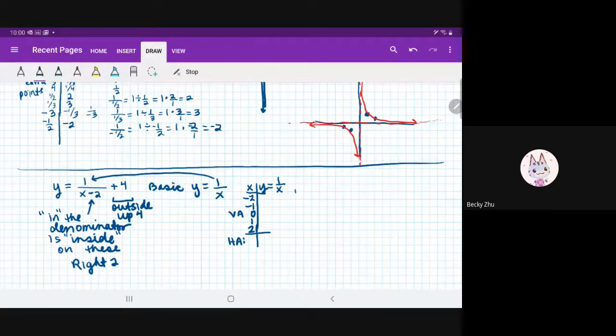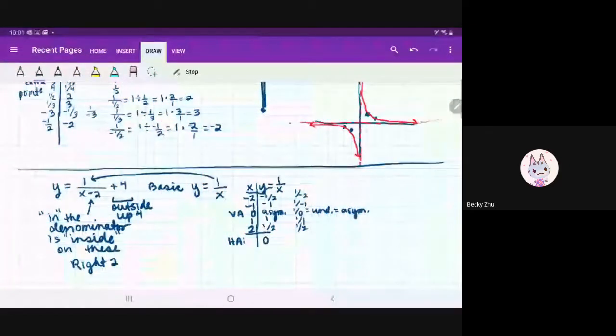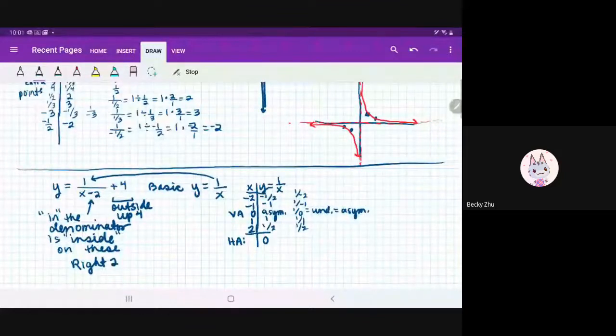Okay, so 1 over -2 is -0.5. 1 over -1 is -1. 1 over 0 is called undefined, but that gives me an asymptote. So there's going to be a vertical asymptote at x equals 0. 1 over 1 is 1, and 1 over 2 is 0.5. And then there's going to be a horizontal asymptote at y equals 0. That's the normal one.